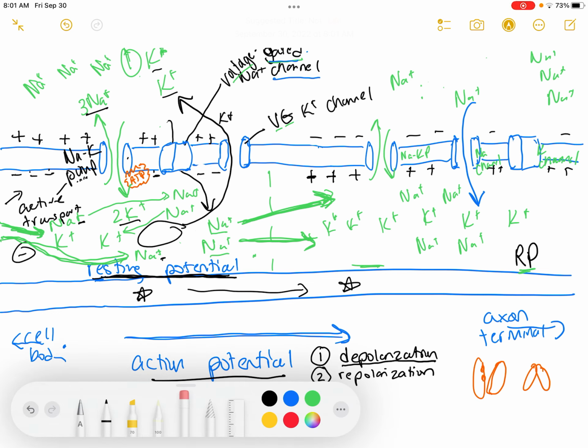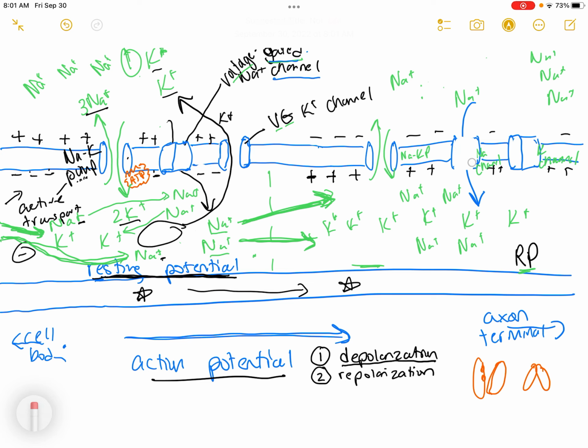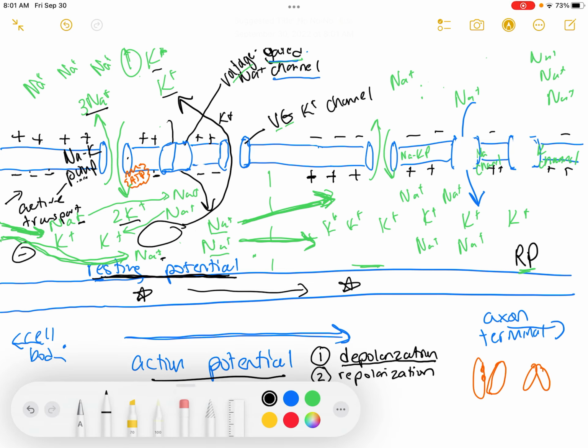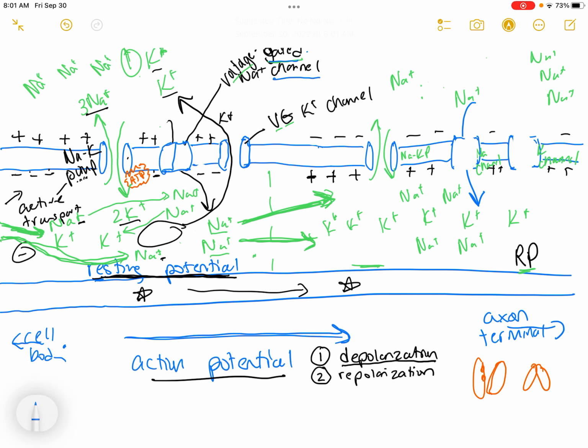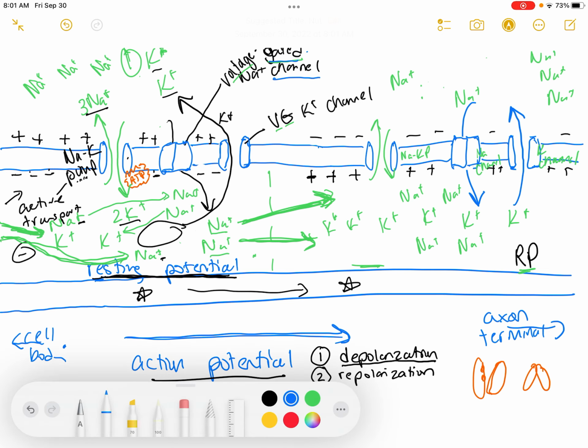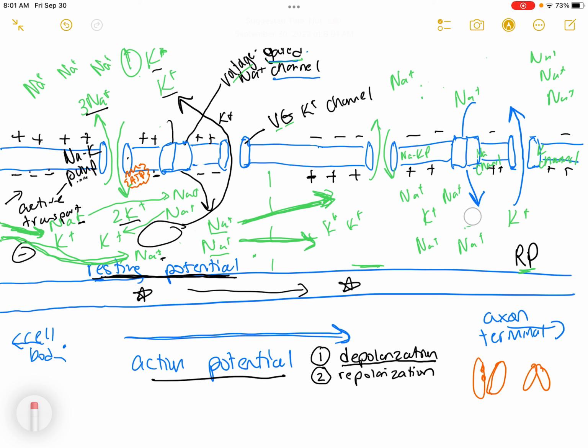And so now sodium channels are going to close. Potassium channels are going to open. And you're going to say, okay, what will happen? So this is closed again. Sodium can't move. Potassium's open. So what will happen? Now we're saying, okay, potassium's going to go from high to low concentration. So I'm going to erase 3 of these potassium ions now.